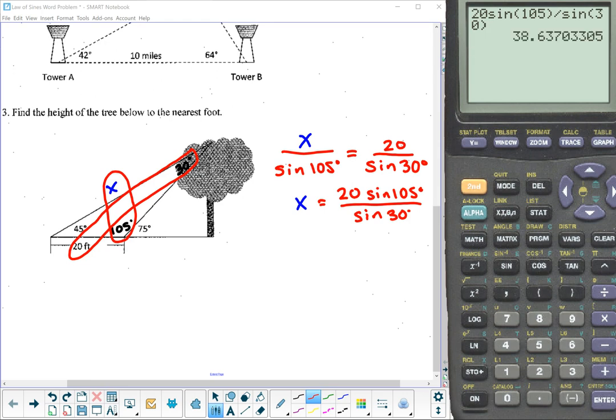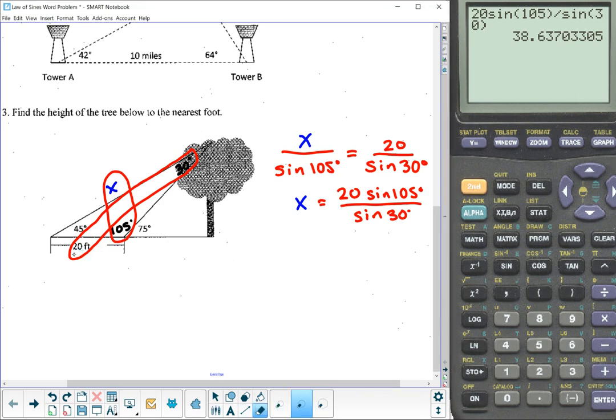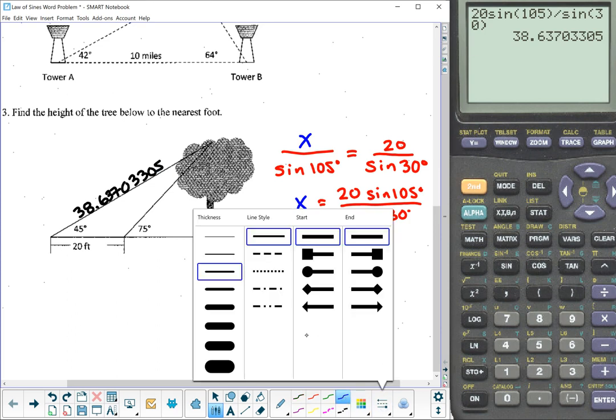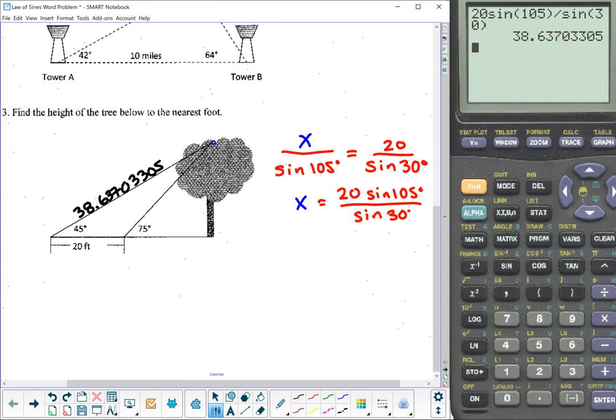Okay, and I get that X is 38.63. And because I'm not done, I'm going to write in a bunch of numbers. Okay, so all that work, yes, I know that was not too bad, but all that work to get that side is 38.63703305.